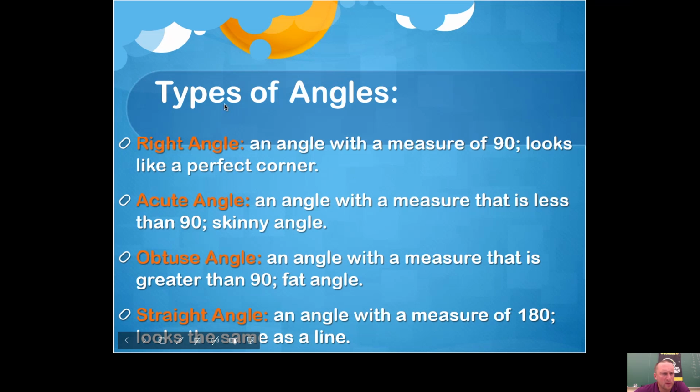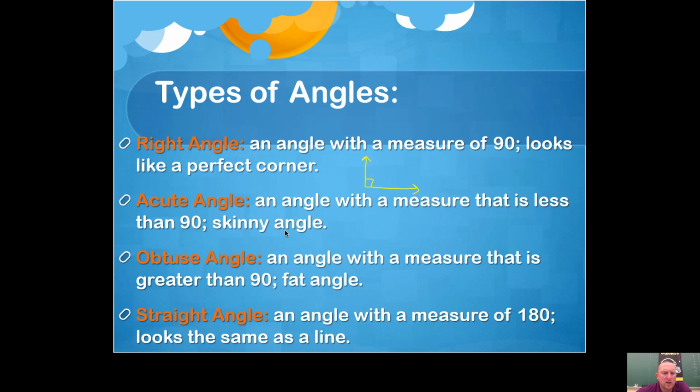There's different types of angles that you should be aware of. A right angle is an angle with a measure of 90. It looks like a perfect corner. I'll draw you a right angle. Now, that sure does look like a right angle. At some point, we're going to require this little mark to guarantee that it's a right angle.